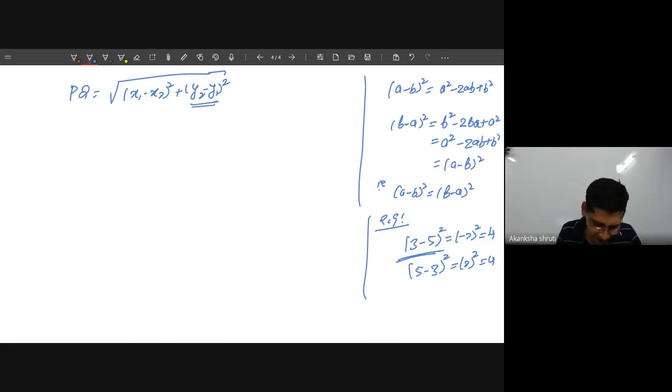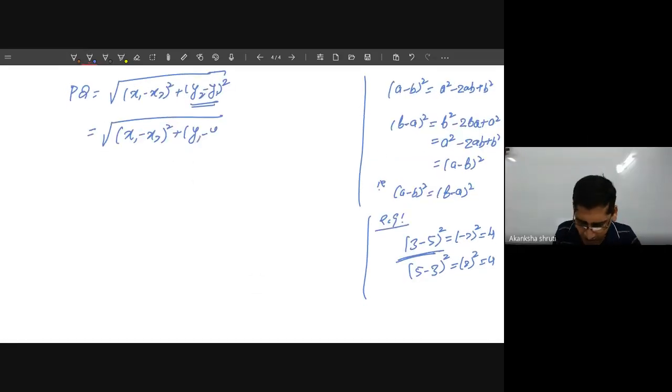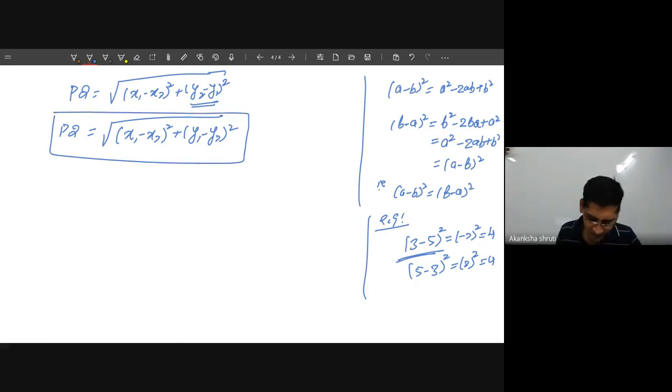To remember this conveniently, we are just writing this as x1 minus x2 square plus, in place of y2, I am free to write this as y1 minus y2 square. So this is our PQ. What is this? This first term is your difference of x coordinates. So differences of abscissa or x coordinate.